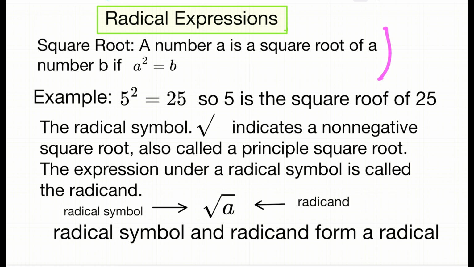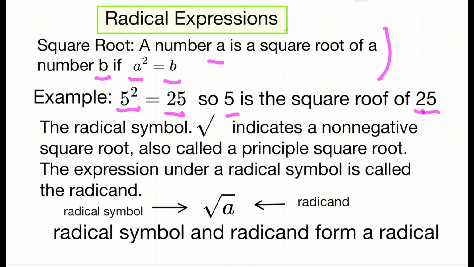First, we want to talk about the square root. A number a is a square root of a number b if a squared is equal to b. So that's our definition of a square root in terms of a number squared. So here's an example. 5 squared is equal to 25. So 5 is the square root of 25.